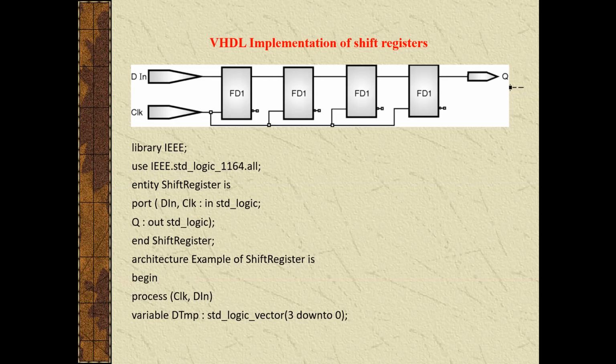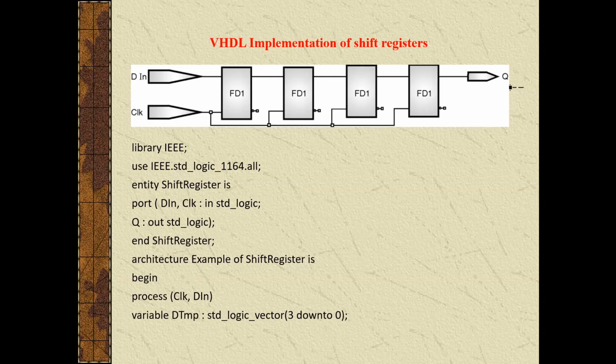So let's see the port here. Particularly, we are declaring port D in and clock. These two ports are inputs, and we have mentioned them as in std_logic. Q is a single output, which we have mentioned as out std_logic. std_logic is the data type. Then end shift register: we have to end with the name of the entity. Here our entity name is shift register.